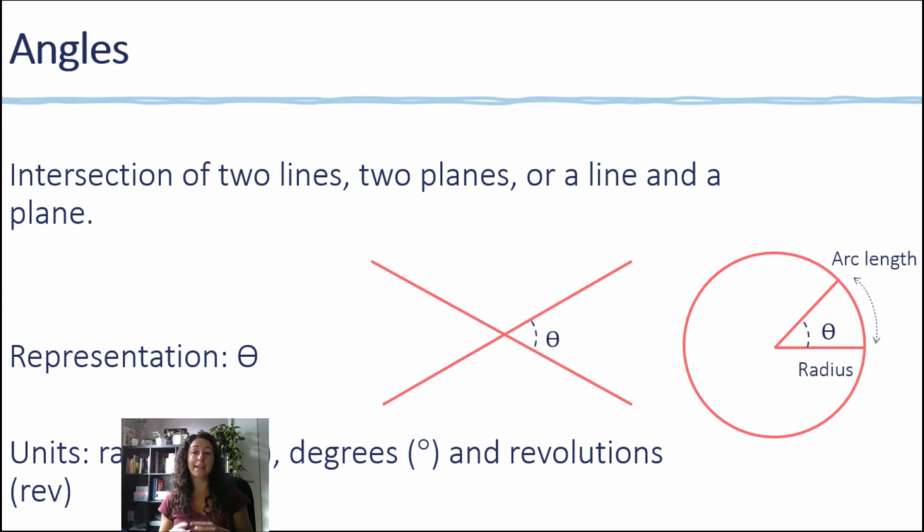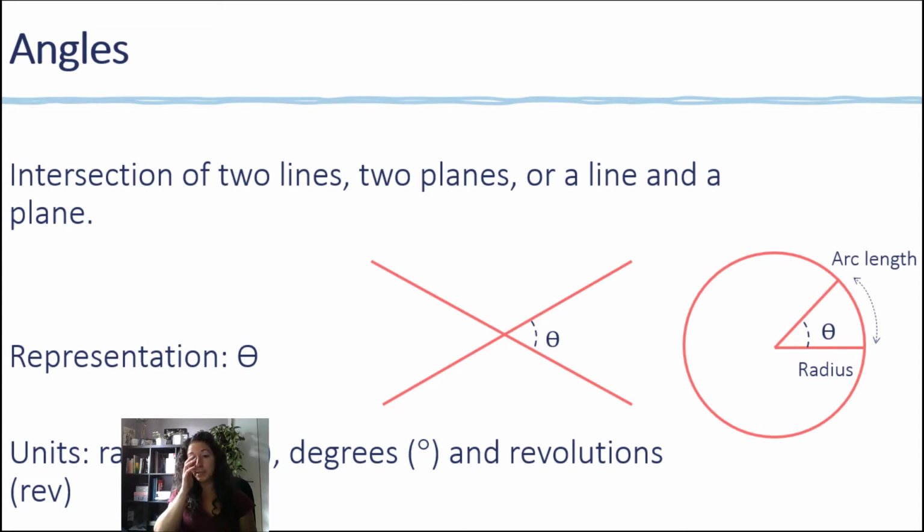Before we talk about anything angular, we need to know what an angle is. And quite basically, an angle is formed by the intersection of two lines, two planes, or a line and a plane. And the term angle refers to the orientation of these lines or these planes to each other. The Greek letter theta is used to represent the angle.